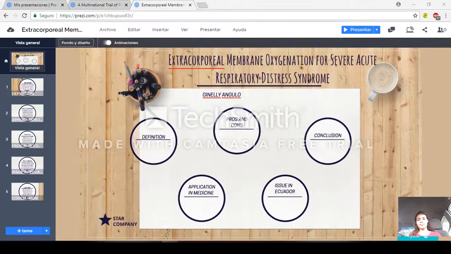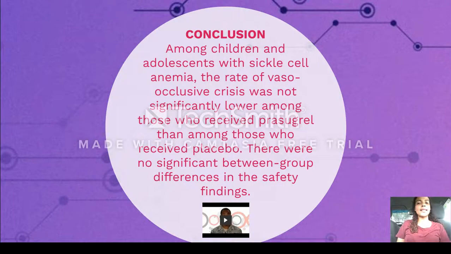Significantly lower among those who received the drug than among those who received placebo. There were no significant between-group differences in the safety findings.